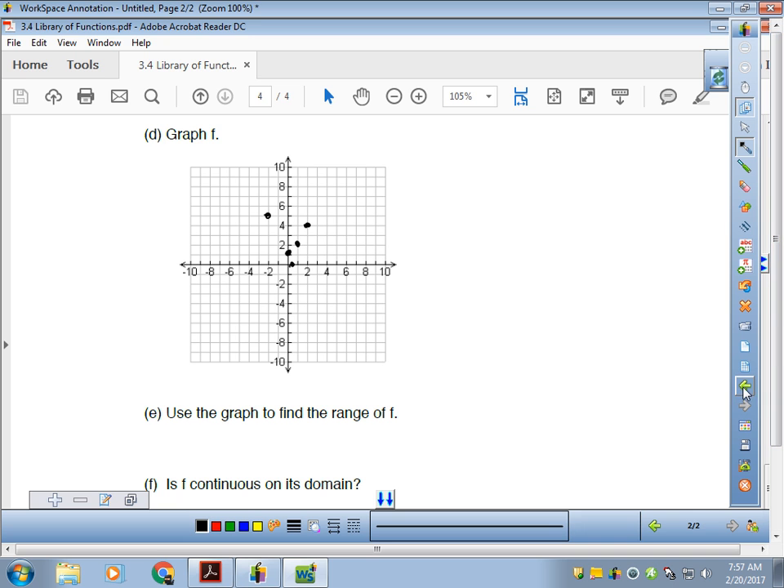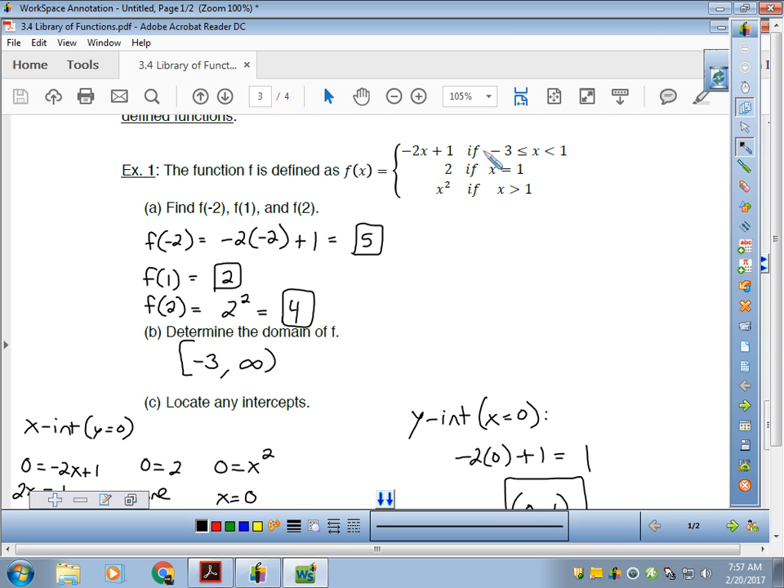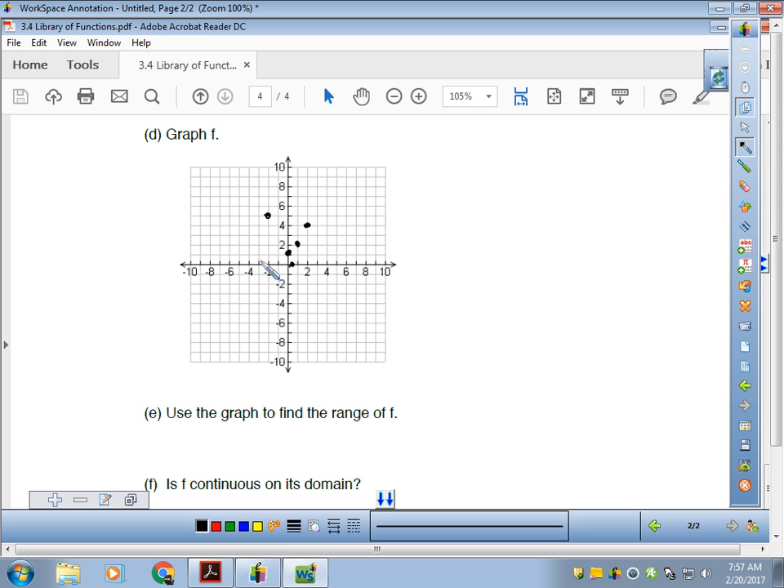So what I'd like to do is actually plot the rest of this. I'm going to start with this first piece. This first piece goes from -3 to 1. So I'd like to know what I get when I plug each of these numbers into this equation. So we'll start with -3. If I plug -3 in, -2 times -3 is +6, plus 1 gives me 7. Now, do I include -3? Yeah, I do, because of the equal to, which means I can have a point there at (-3, 7). I'm going to go to -3, go up to 7, and plot a point.